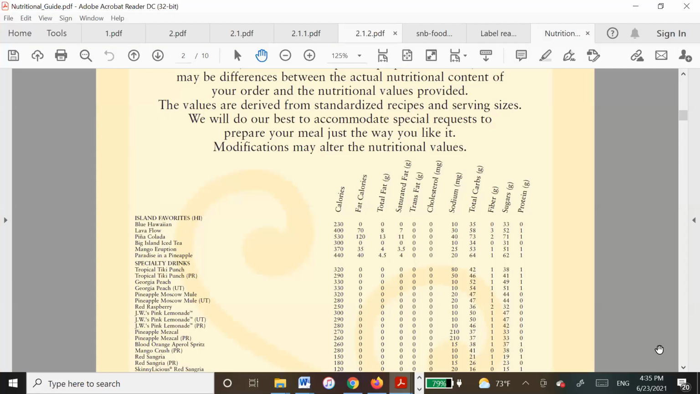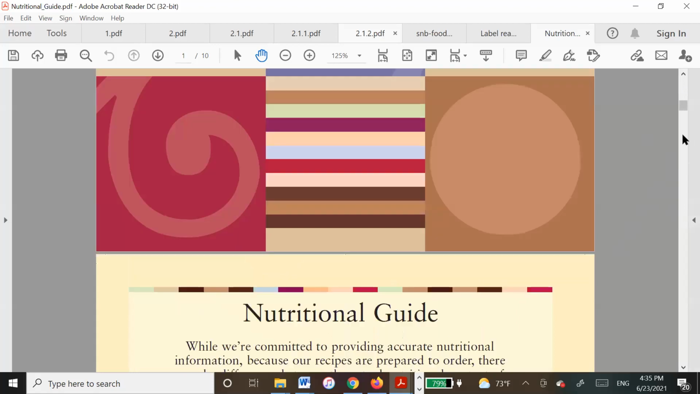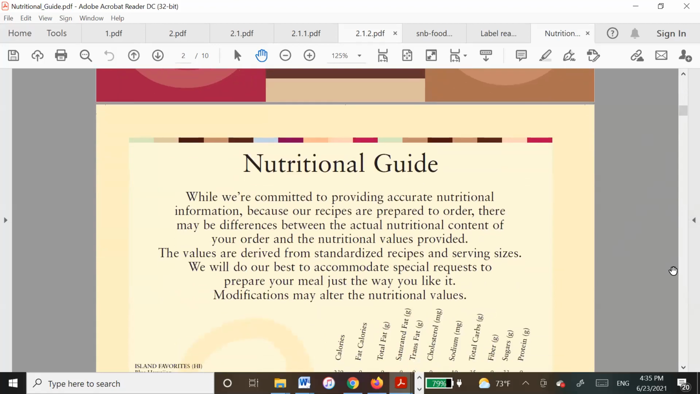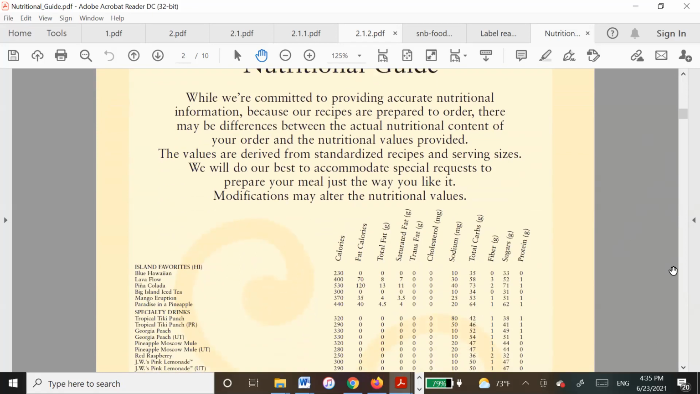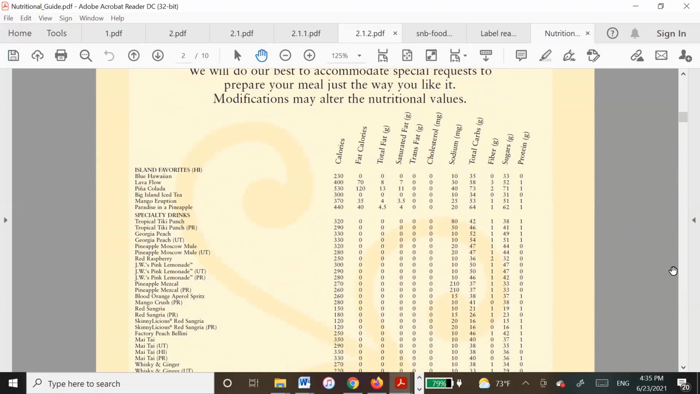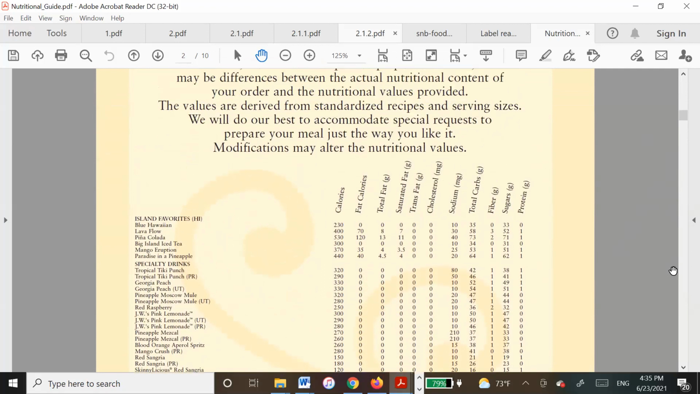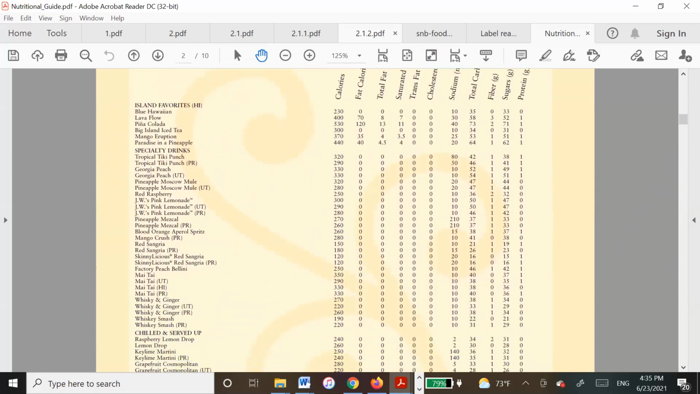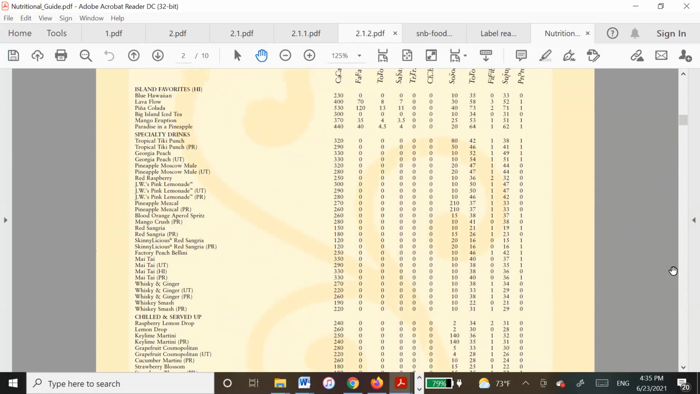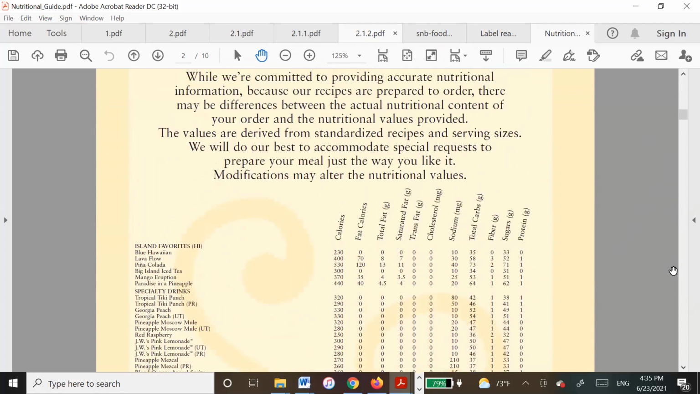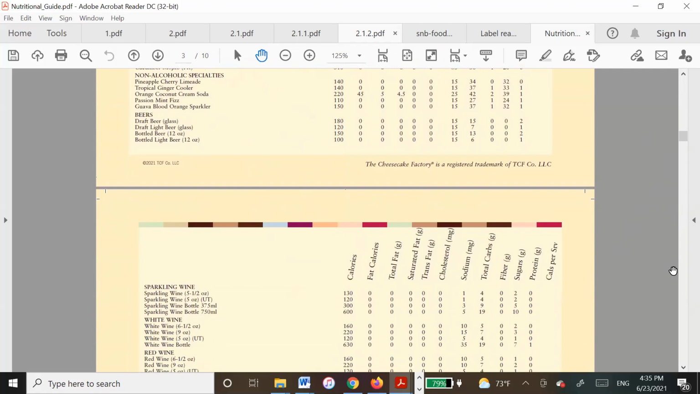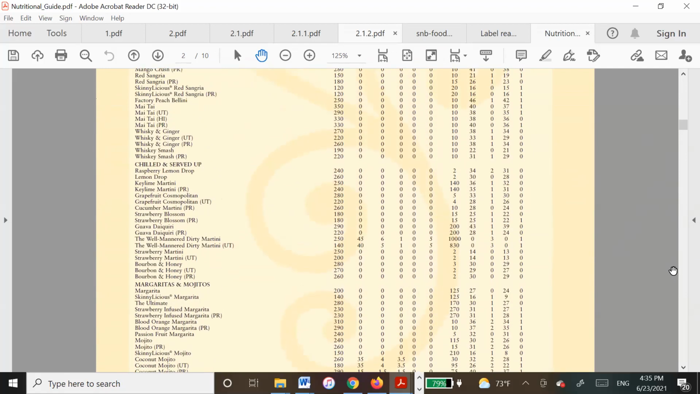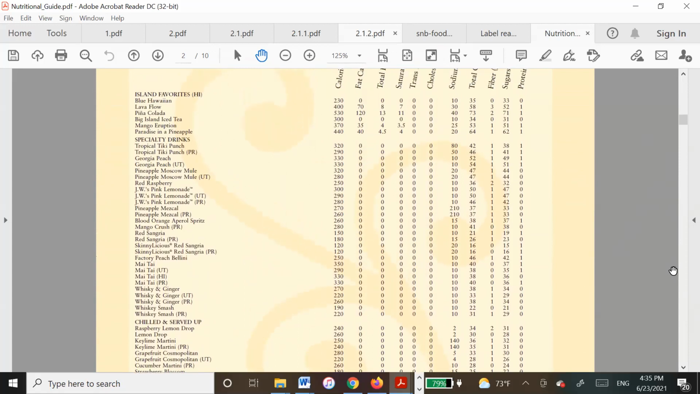So I'm going to go ahead and go to it right now. If you look at it, they've made it a very fancy and really cool way of looking at it. They tell us that the nutritional guides and modifications may alter the nutritional values, which is exactly what we want. Oftentimes, some menus may start off with their drinks. Other restaurants may start with their appetizers. So it really just depends on the restaurant. For example, it looks like this one started with their favorites.